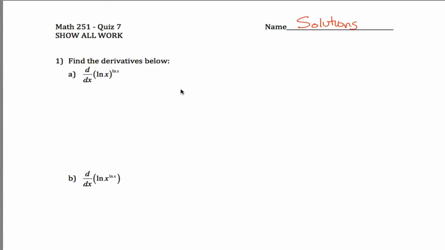Solutions Math 251. Asked to find a couple derivatives. We'll need logarithmic differentiation for both of these. So on the first one, I get y equals something, natural log of x in this case, raised up to some other power, the natural log of x.